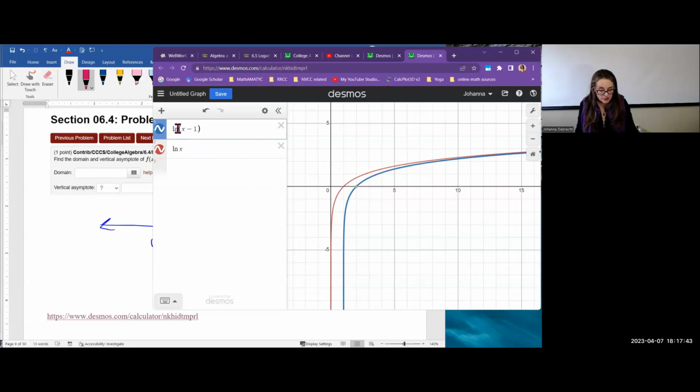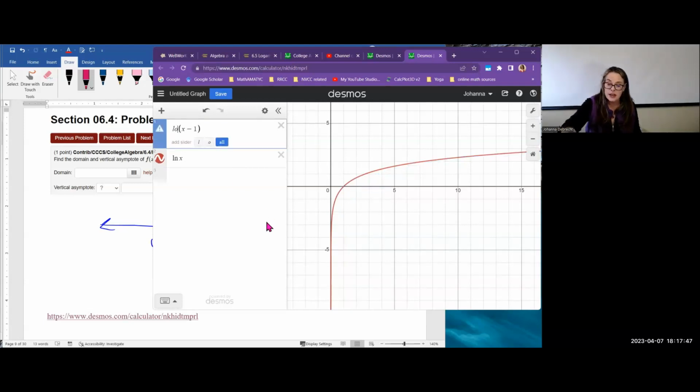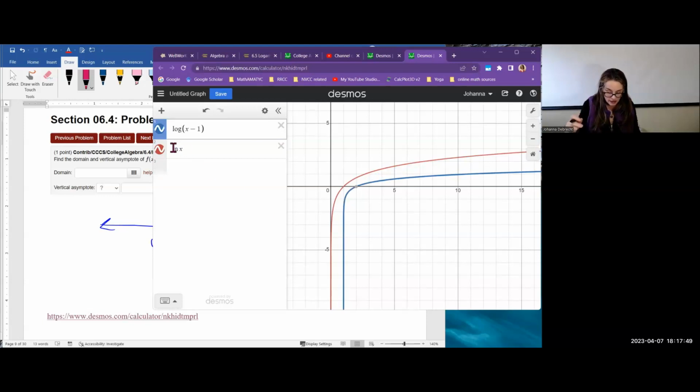But actually, I think it was supposed to be log, wasn't it? Let's go ahead and change that and put in log. That's going to change our graph a little bit. Because the base became bigger, it's going to compress it vertically. And so now we have these points right here, which you can see coming out here. And again, we know because the base is 10, we should have one of them at (10, 1).